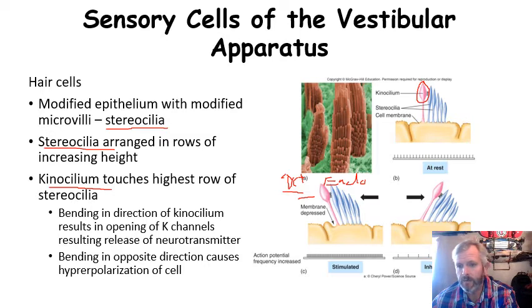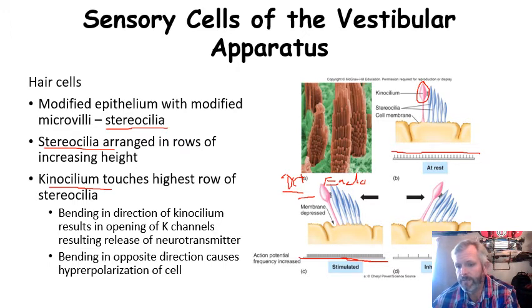Right? So you can see at rest, when the kinocilium is upright, no movement, we're just standing still. Okay, here is the firing action potential of those cells. Now when we bend towards the kinocilium and we open up those potassium channels, we can see those cells get depolarized and there is a greater frequency of action potentials.